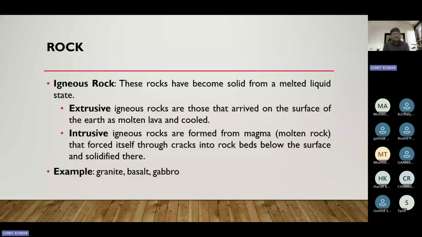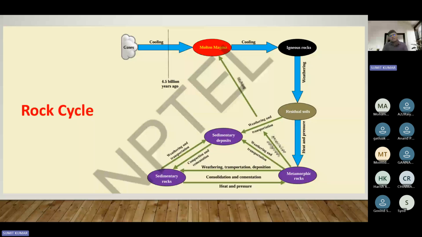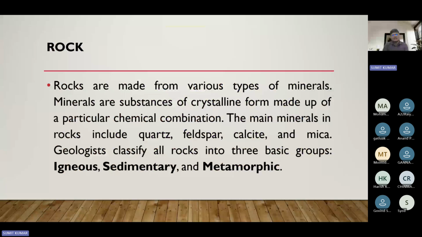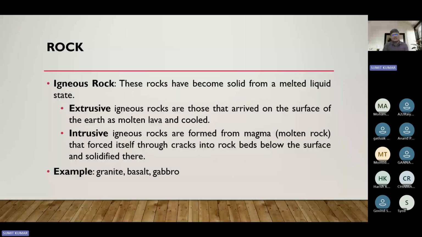So the igneous rocks are the rocks having become solid from the melted liquid state. As you see here, in this figure only, when the molten magma gets cooled down, it is converted into the igneous rock only. So this definition that these rocks have become solid from the melted liquid gets justified. Now it is also in two forms, that is the extrusive and intrusive.